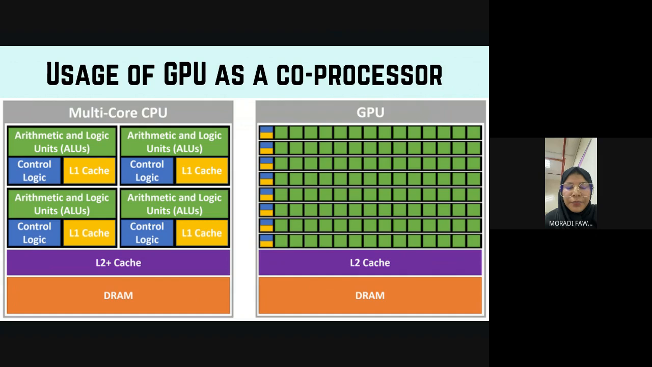And the next one is optimized for serial processing and general purpose tasks. And here you can see the GPU. It contains many simple ALUs, showing as a large area of green blocks. It is designed for massive parallel processing and also includes L2 cache and DRAM. It is best suited for data parallel workloads like graphics rendering and AI computation. Moving to the next slide.